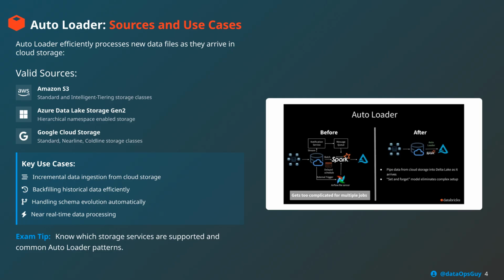What makes Autoloader particularly powerful is its ability to provide exactly once processing guarantees while maintaining high throughput. It uses cloud-native notification services for near real-time file detection, making it ideal for modern data architectures.